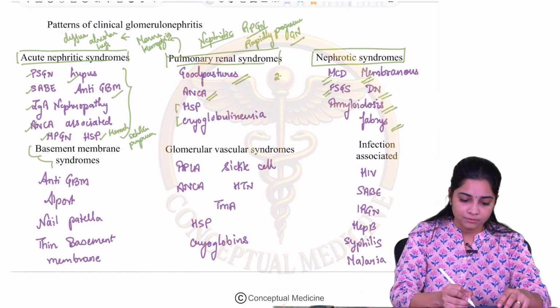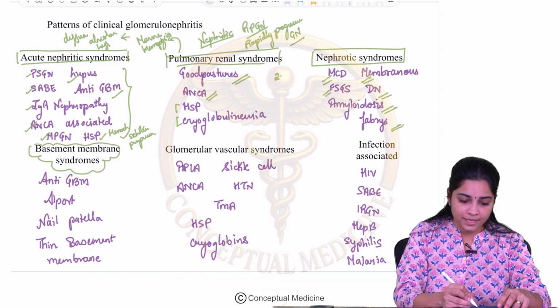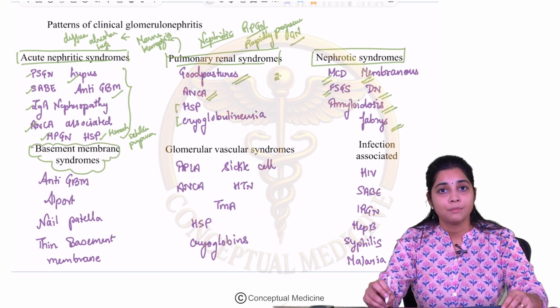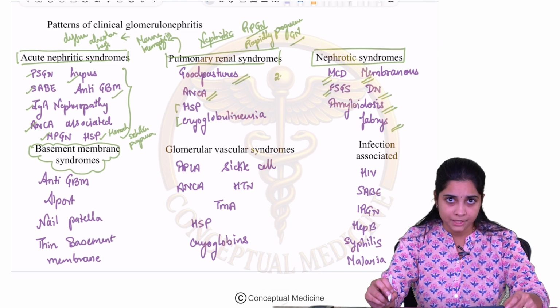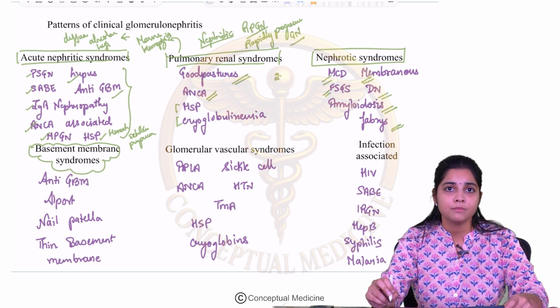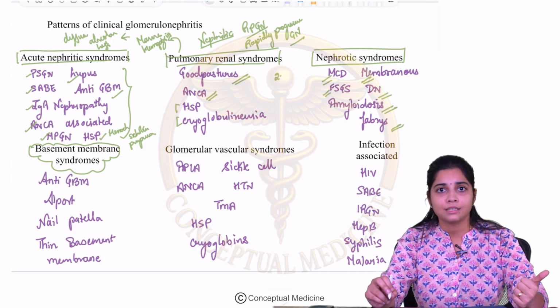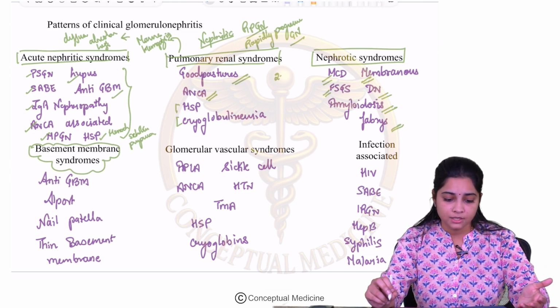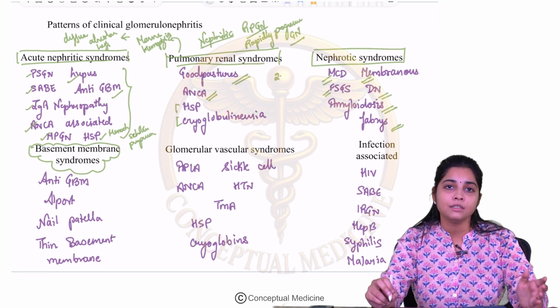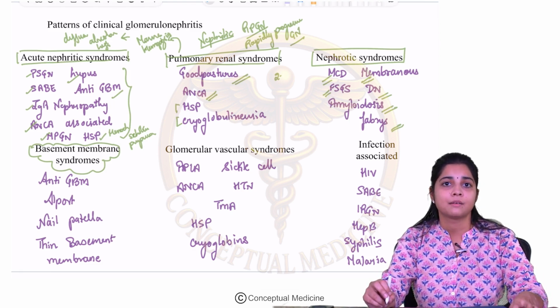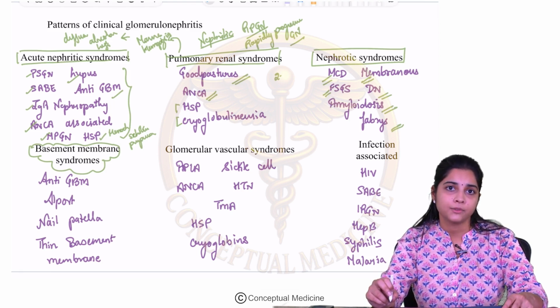The fourth one is your basement membrane syndromes. Basement membrane syndromes are very similar to your pulmonary renal syndromes because both of them can have basement membrane damage. But in basement membrane syndromes, you need not always have a pulmonary involvement. There are certain other conditions other than Goodpasture or anti-GBM disease where you need not have lung involvement. That is why they are classified separately as basement membrane syndrome.